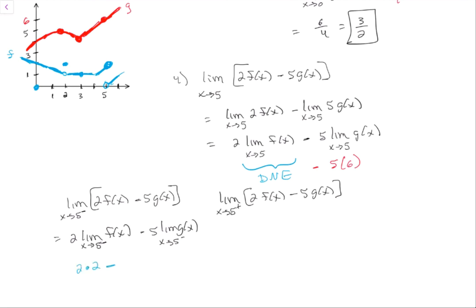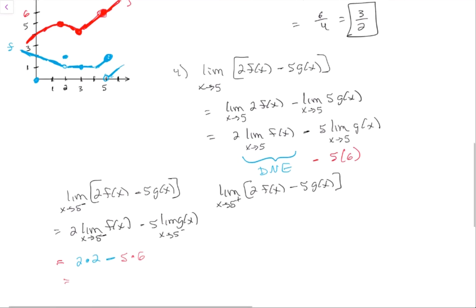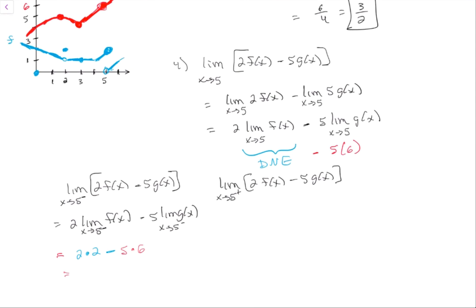And then what is the limit of g as x approaches 5 from the left? We said when we look at the red graph, that's trying to get to 6 up here. So we have 5 times 6. Now, because from the left my limit of f does exist as a one-sided limit, I'm going to go ahead and crunch this result. So I have 2 times 2, so I get 4 minus 30, so that's negative 26 there.